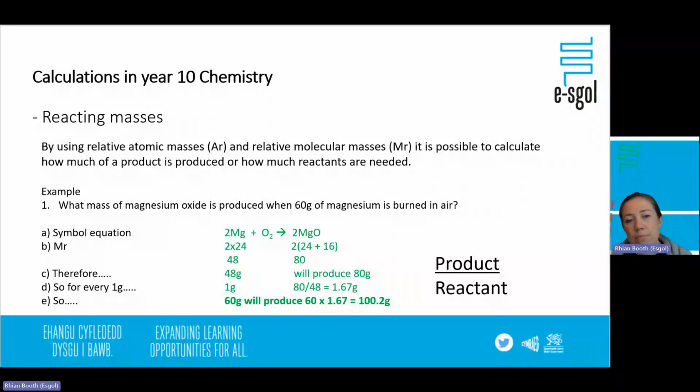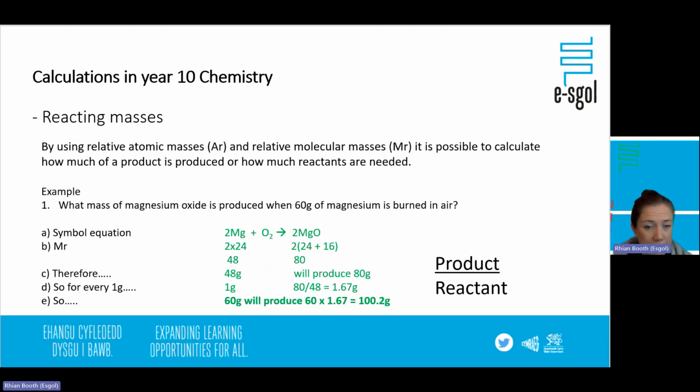So that's really important, because the next thing you're going to do is calculate the MR for both magnesium and magnesium oxide. Okay, those are the two key elements of this question. The fact that it's burnt in air, in oxygen, doesn't matter. Okay, we're not going to be looking at oxygen in this calculation. We're just looking at the two that are important in the question. Okay, and that would be the case every time you do one of these.